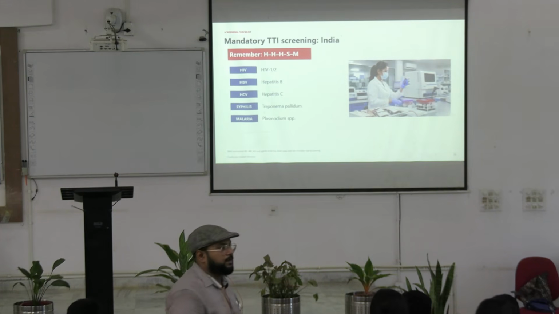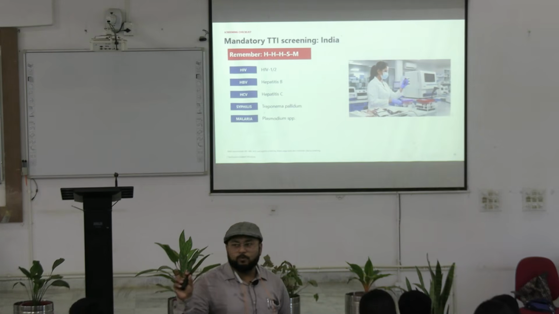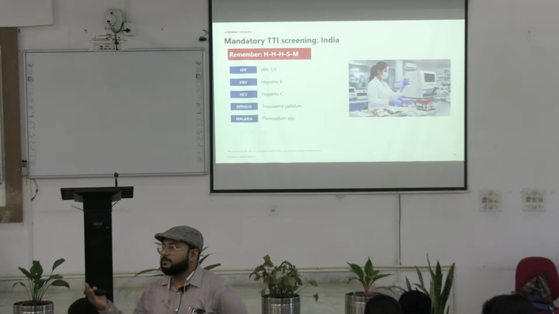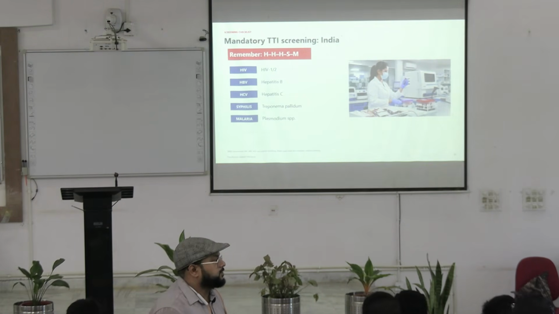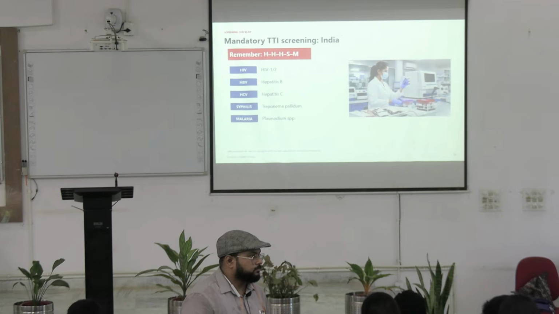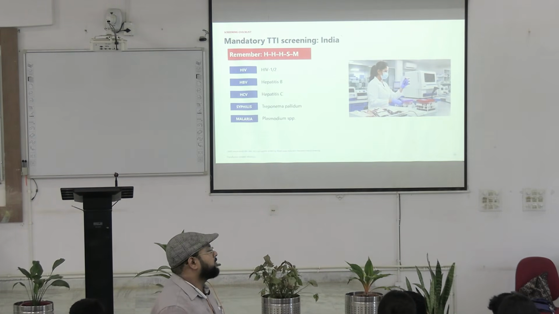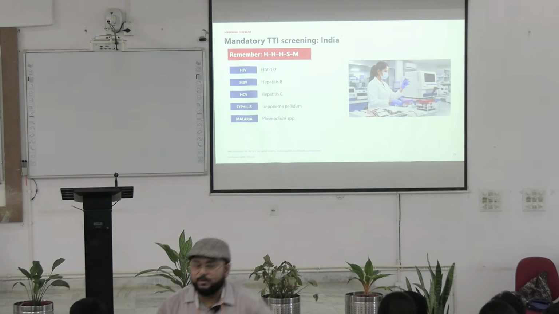Previously these tests were done by kit method. Now the ELISA methods have been developed. For the detection of HIV, 4th generation ELISA is being used. So what is the benefit of using 4th generation ELISA?